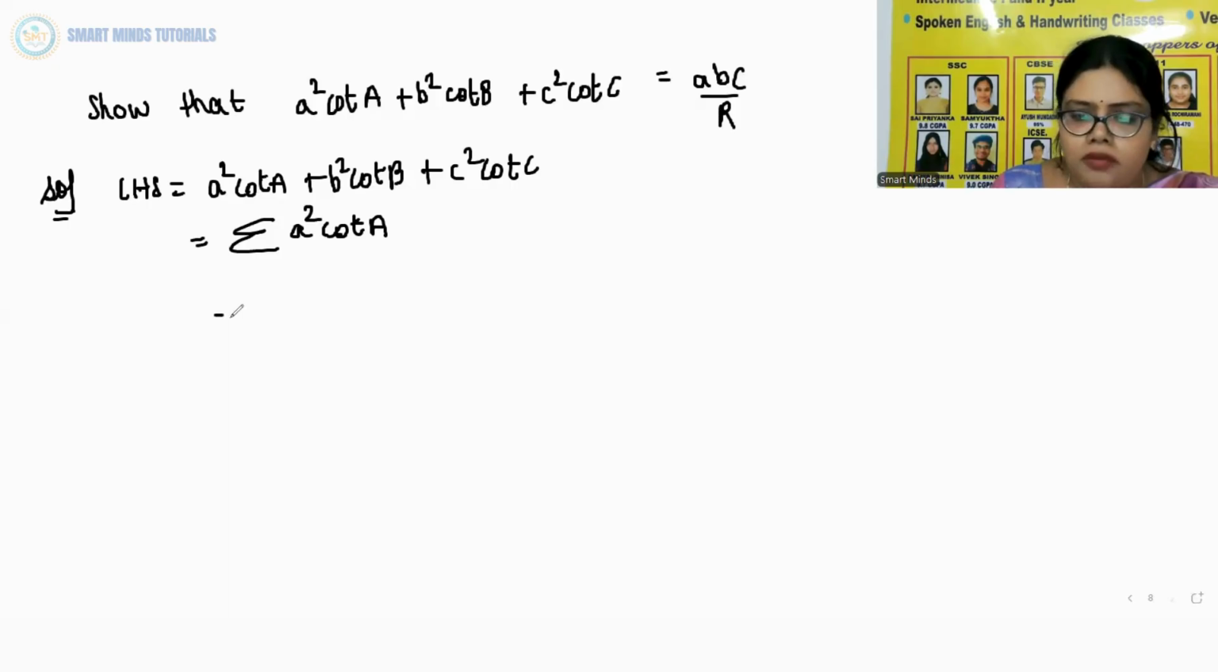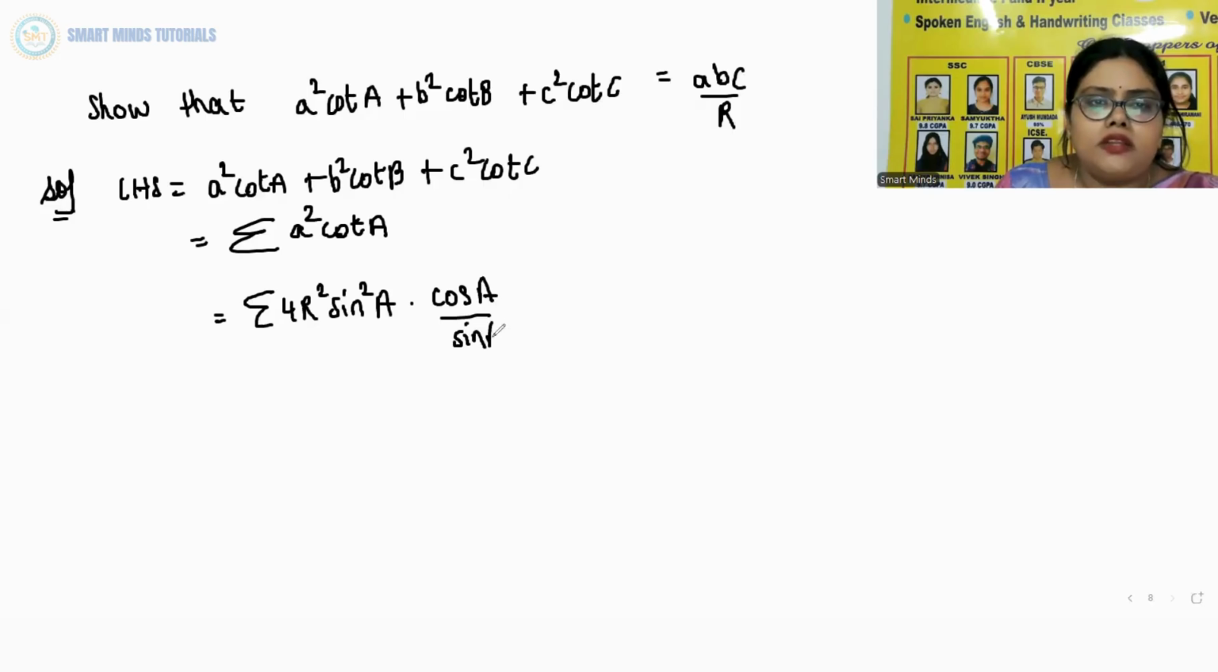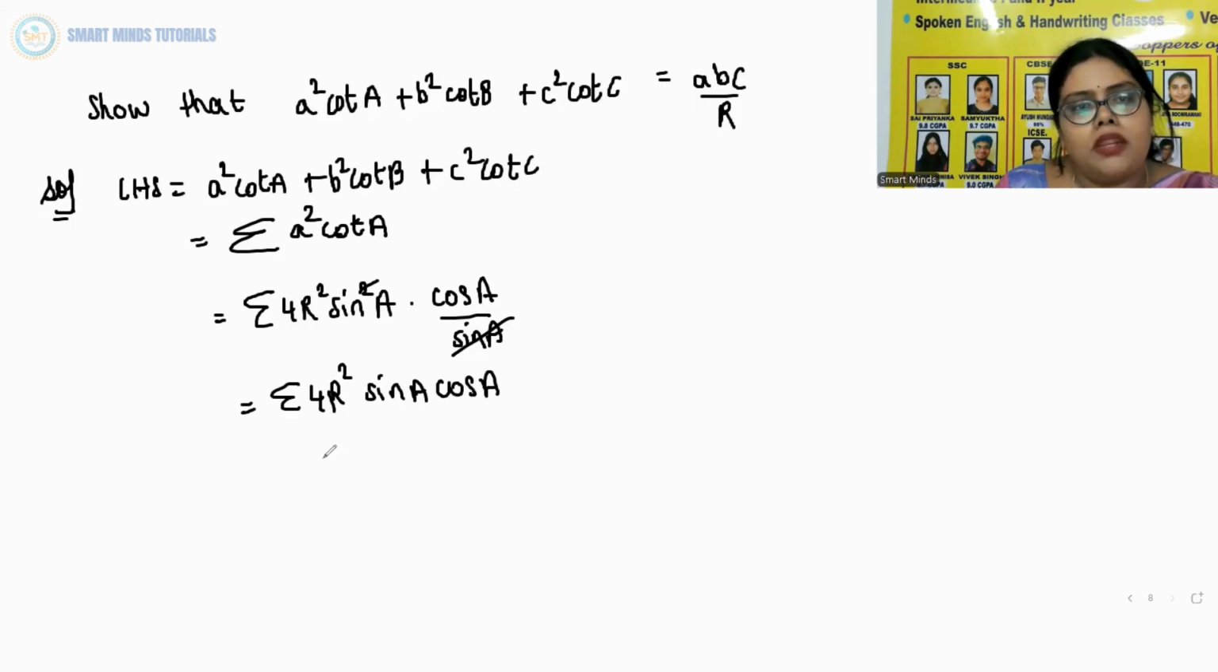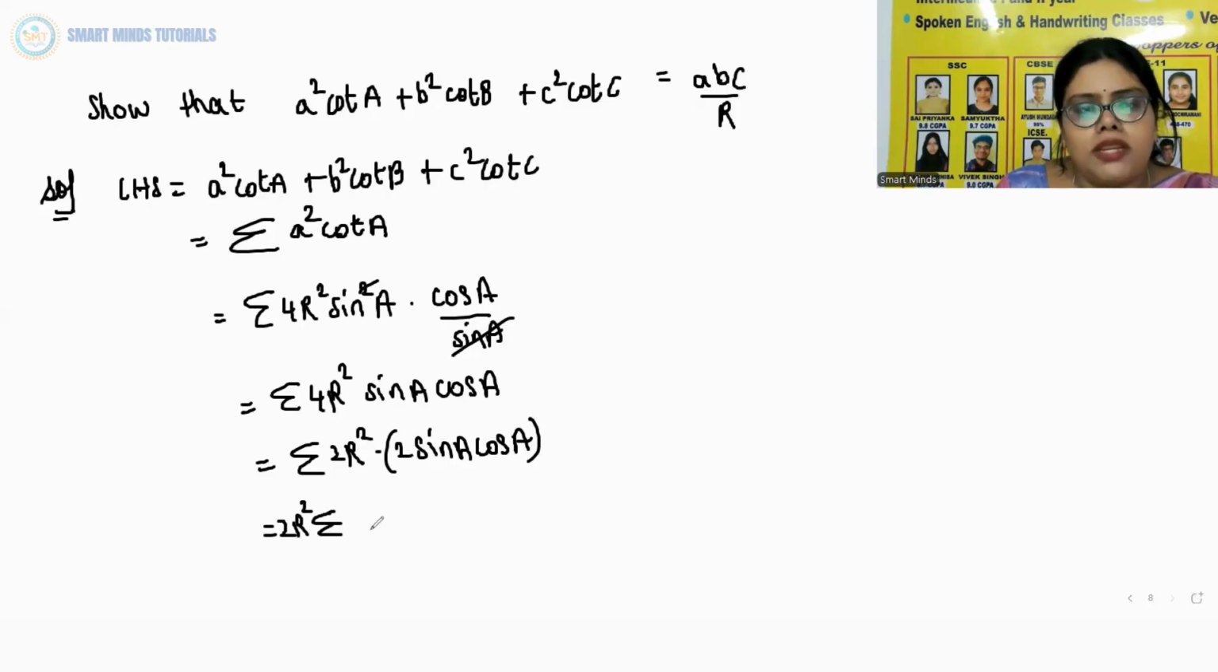So over here, you can see we can write from sine rule, a is 2R sine A. So a square will be 4R square sine square A. And then cot A can be written as cos A by sine A. So one sine A gets cancelled. That is sigma 4R square sine A cos A. Now from here, if I take 2R square into 2 sine A cos A, then from trigonometry we know that 2 sine theta cos theta is sine 2 theta. So this is, if I take 2R square outside, sigma sine 2A.